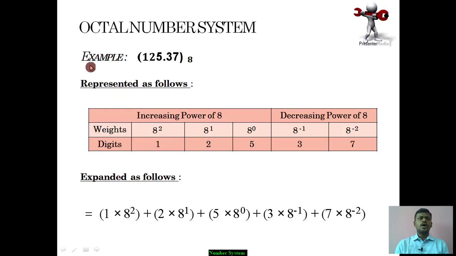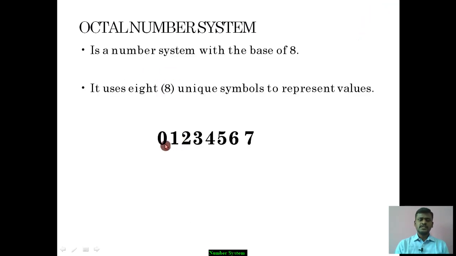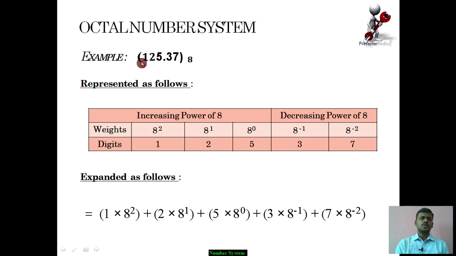This is an octal number example, that is 125.37. You can see here we have used only the numbers 0 to 7. 1 is under 0 to 7, 2 is under 0 to 7, 5 is under 0 to 7, and 3 and 7 are also under 0 to 7. We have represented it with a base value of 8 to make it an octal number system.